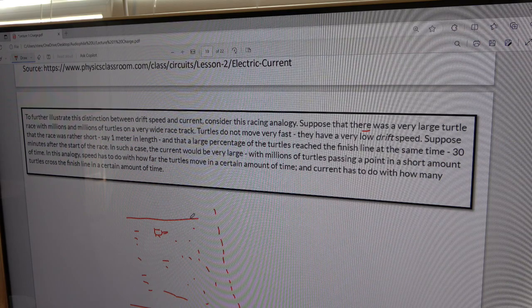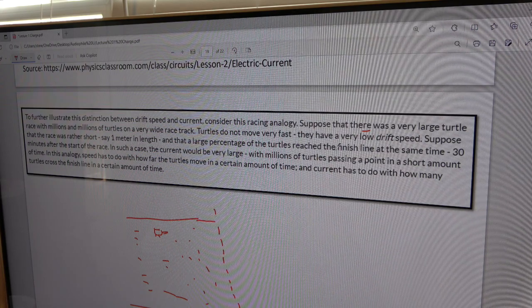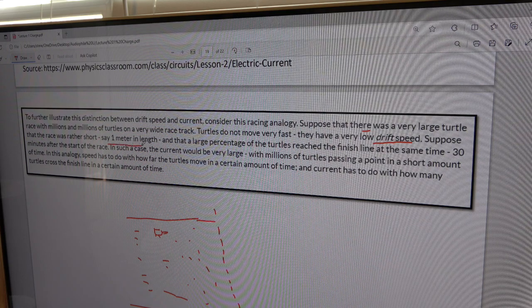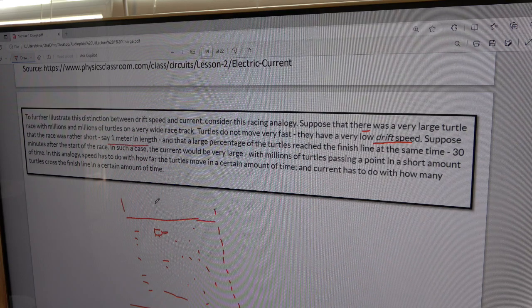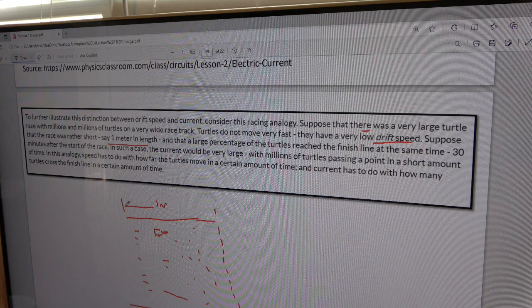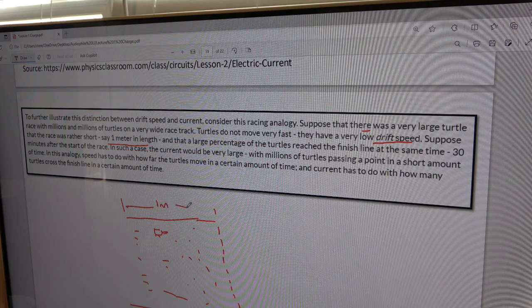Now, each of these turtles is slow as a turtle, right? It's slow. They don't move fast. They have a very slow drift speed. Now, at the start of the race is 1 meter in length. 1 meter in length.